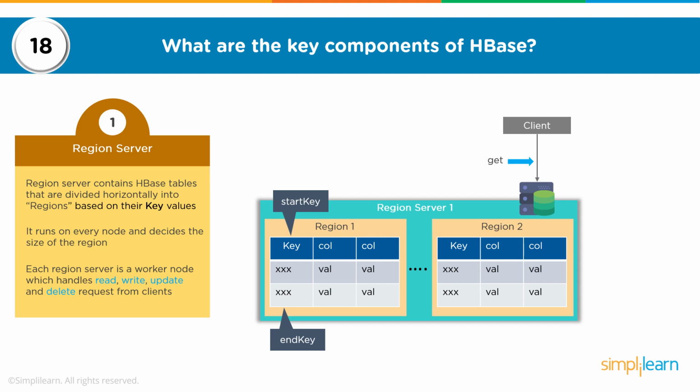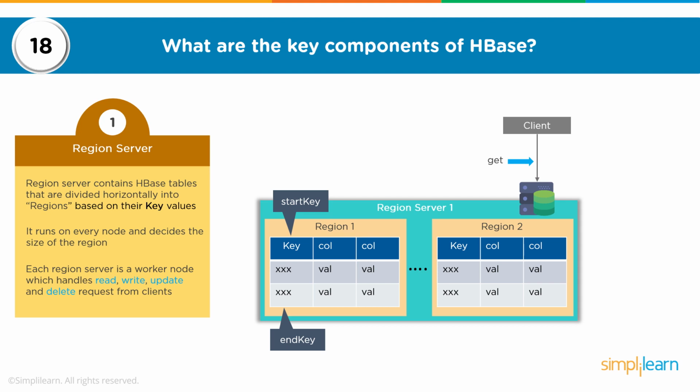Now these regions or these rows are grouped based on the key values, or I would say row keys, which are always unique. When you store your data in HBase, you would have data in the form of rows and columns. So group of rows are called regions, or you could say these are horizontal partitions of the table. So a region server manages these regions on the node where a data node is running. A region server can have up to 1,000 regions. It runs on every node and decides the size of region.